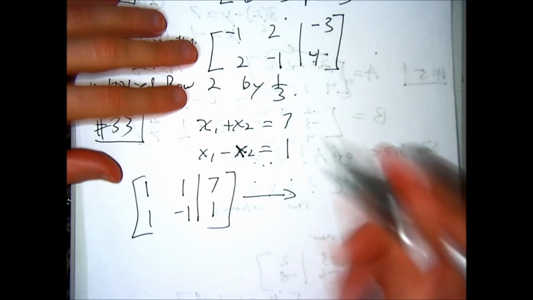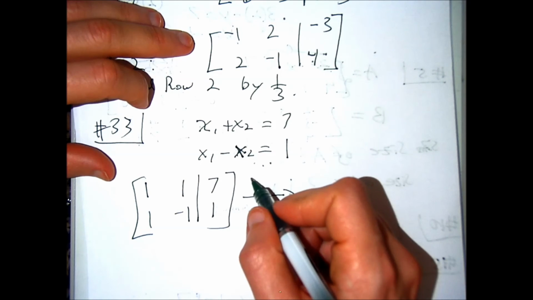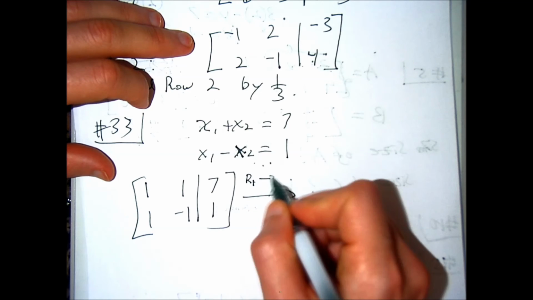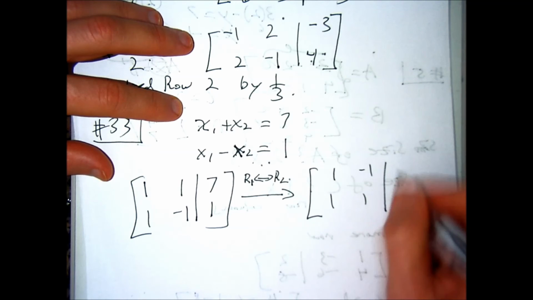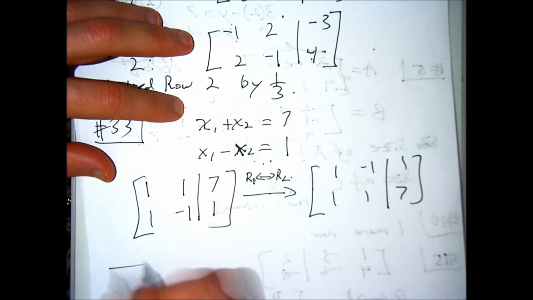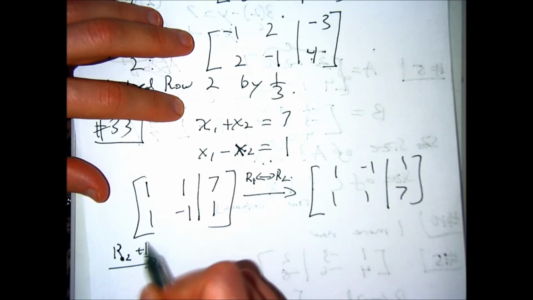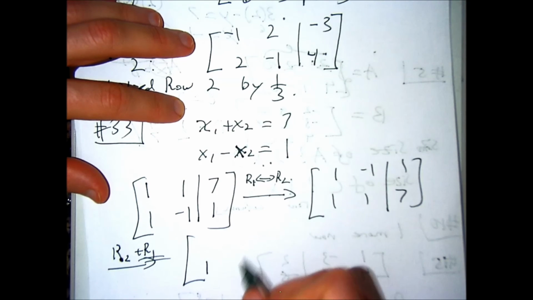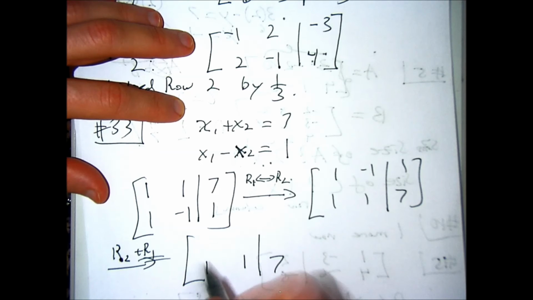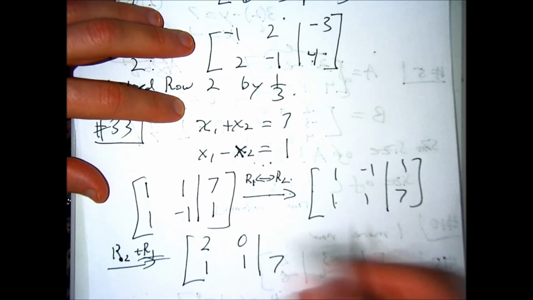So I can get a 0 if I say, let me switch row 1 and row 2. Okay, and then if I add row 2 to row 1, which one am I changing? The second one. So I just copy down row 2, and then I say, okay, 1 plus 1 is 2, 1 plus negative 1 is 0. I have my 0, and I get excited.